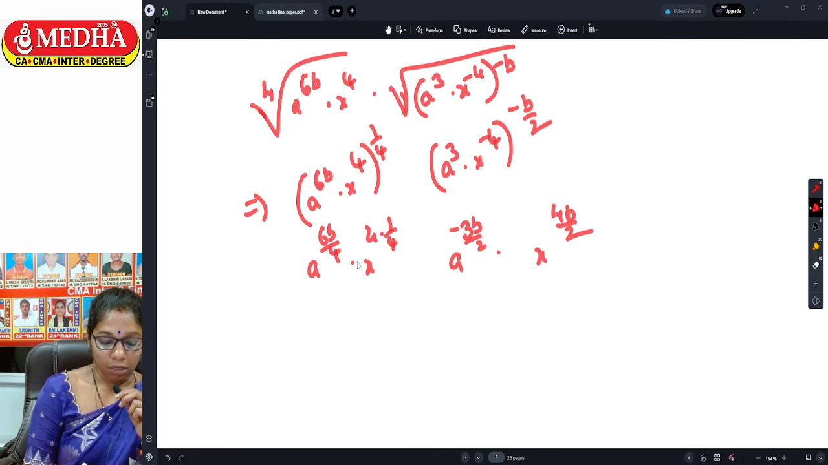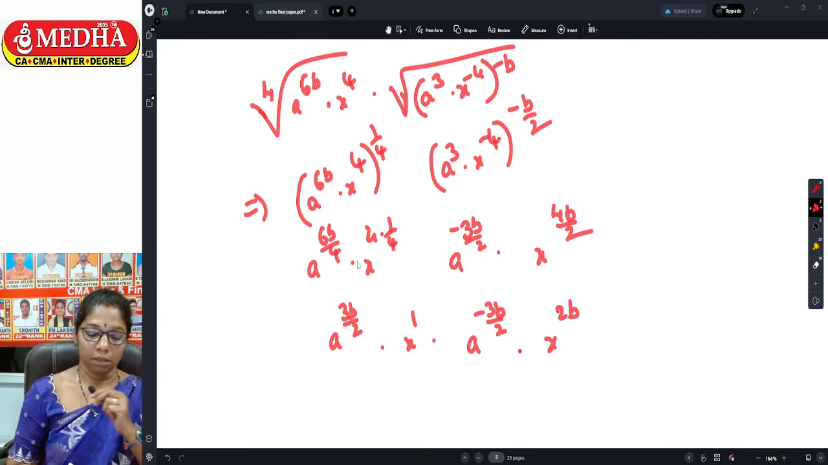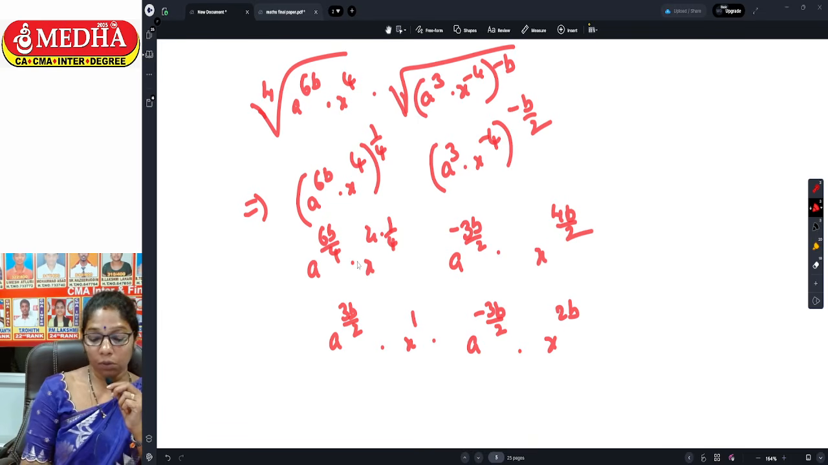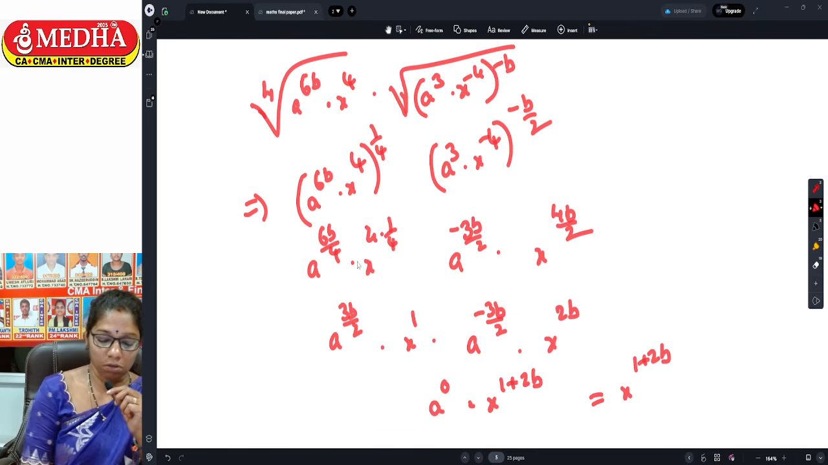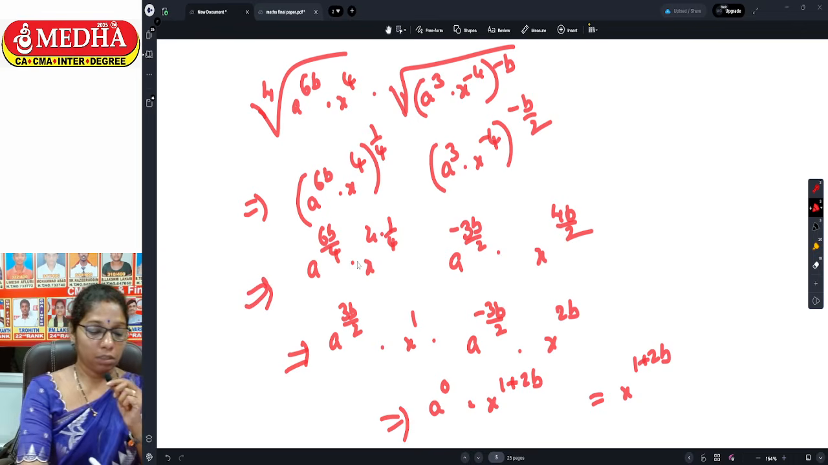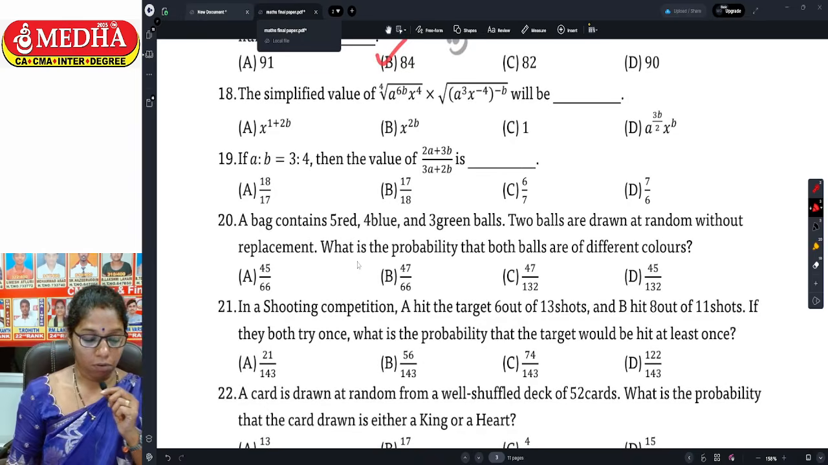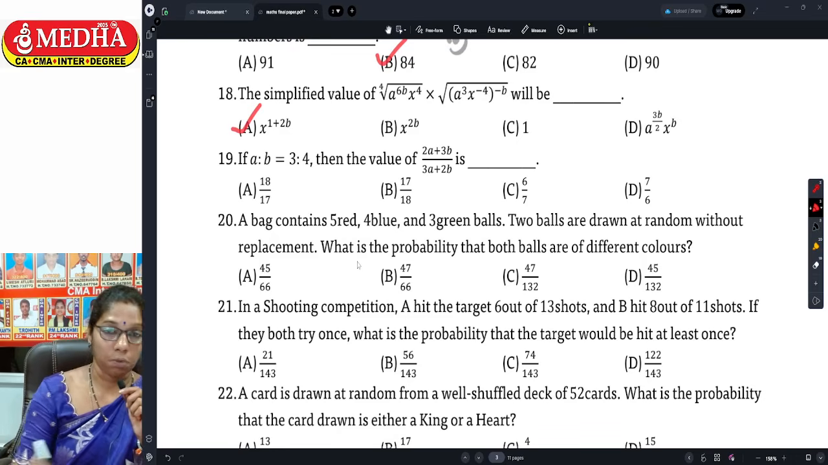And in this, a to the power of 3b by 2, x to the power of 1, a to the power of minus 3b by 2, x to the power of 2b. So finally a power 3b by 2, a power minus 3b by 2, that is a power 0, x to the power of 1 plus 2b. So finally x to the power of 1 plus 2b is the solution. So after the simplification, x power 1 plus 2b is the solution, that is option A.